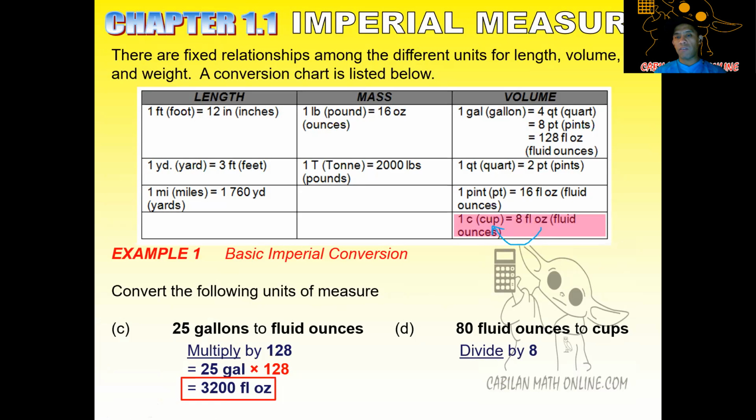Again, I've mentioned that several times for all the examples: you just have to use the chart and be able to figure out what operation you're doing. Okay, so 80 fluid ounces is going to give me 10 cups. All right, so those are the basic one-step conversions here.